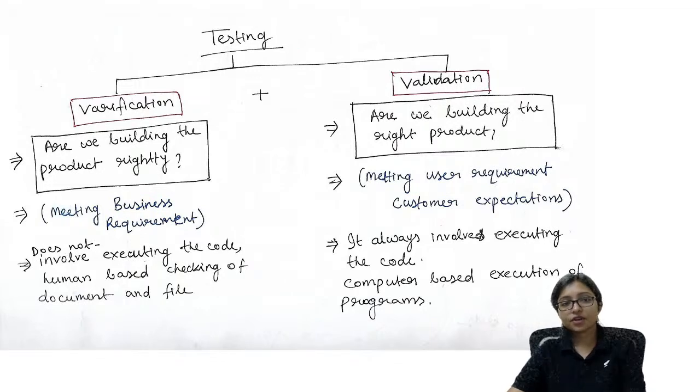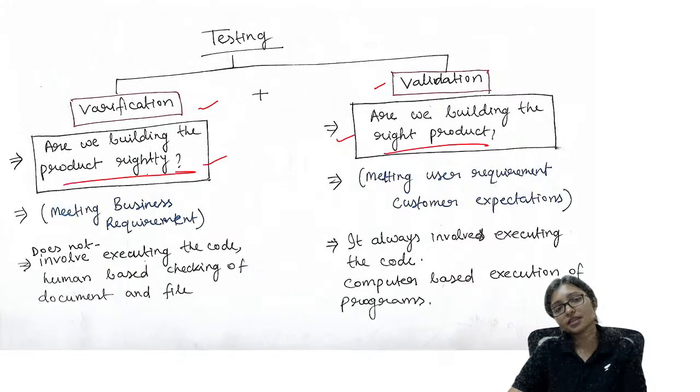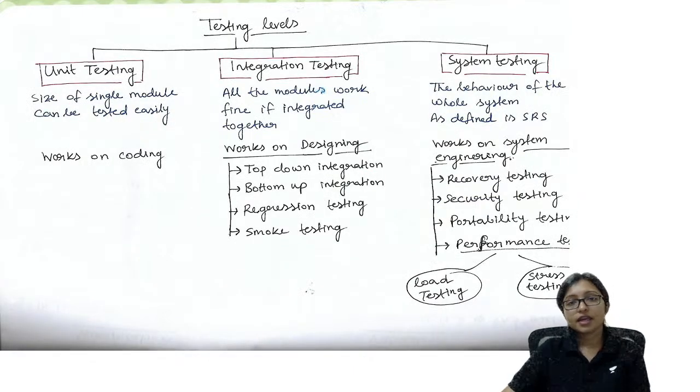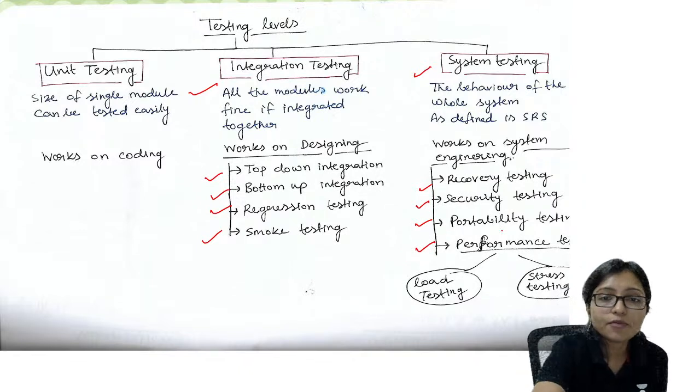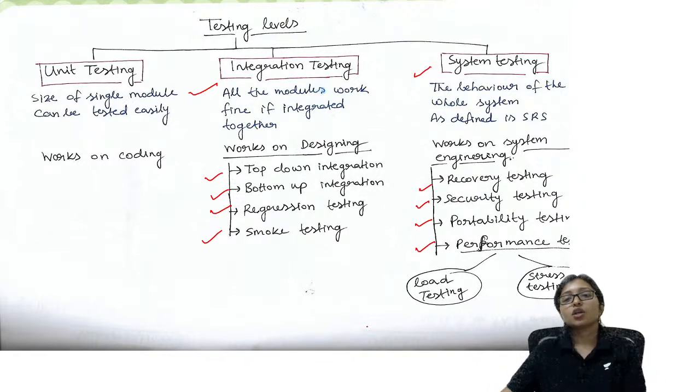Yes, so here you can see the difference between verification and validation. Are we building the product right, and the right product? That is the main thing. Product rightly or right product. Now you can see the difference. Under integration testing come regression, bottom up, top down, smoke. Under system testing come recovery testing, security testing, portability testing and performance testing. Under performance testing come load testing and stress testing. These come under this testing category.